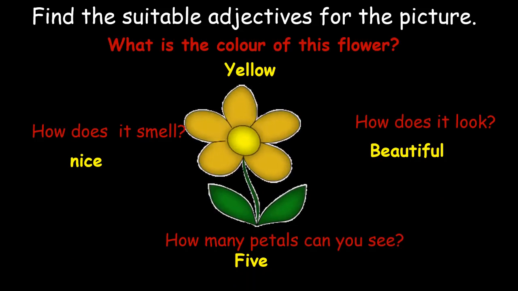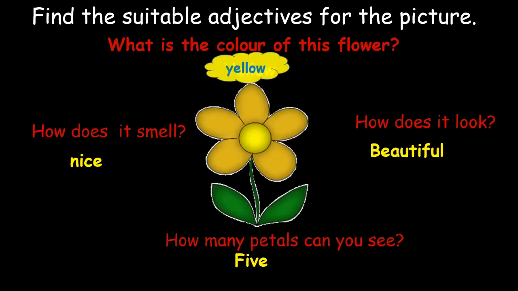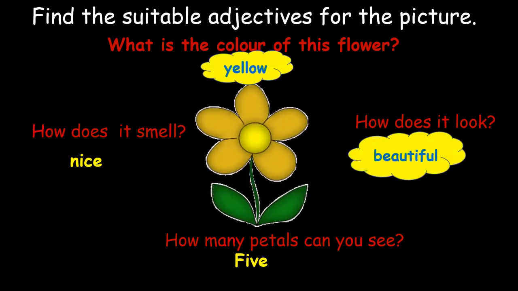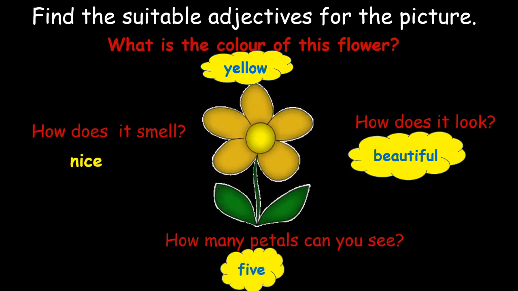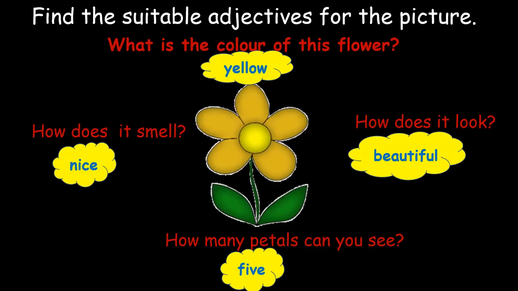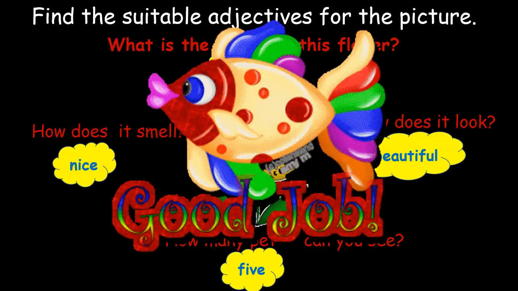Now you know that these describing words are the adjectives. The words yellow, beautiful, 5, nice. They're all adjectives because they are describing the flower. Wonderful, children. You have done a good job.